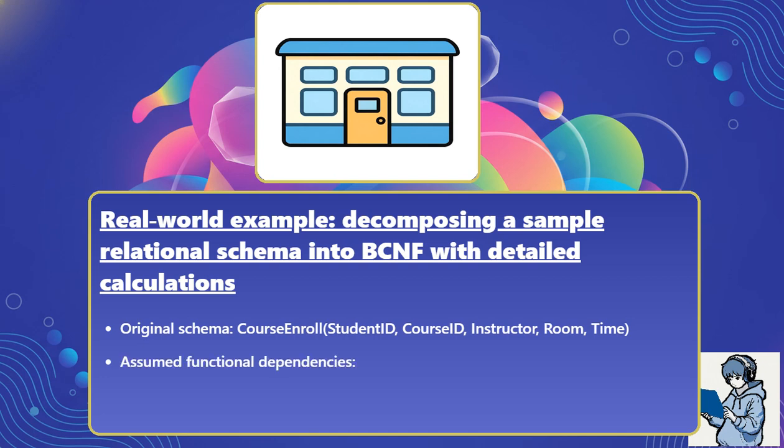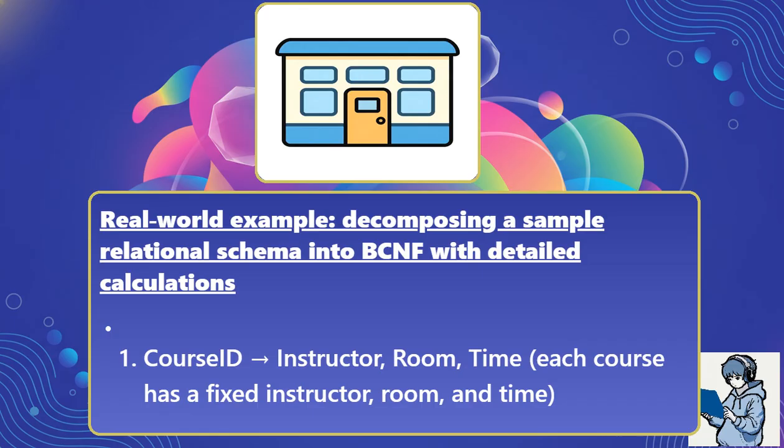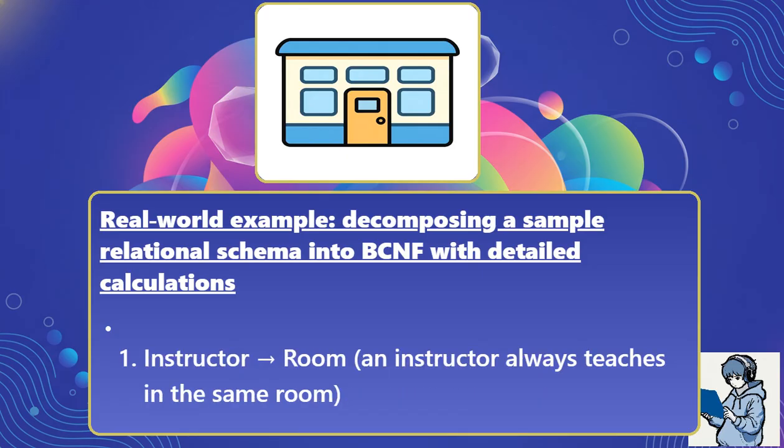Original schema: CourseEnroll(studentID, courseID, instructor, room, time). Assumed functional dependencies. Functional dependency 1: student ID and course ID determine instructor, room, and time. A student enrolls in a course at a specific schedule. Functional dependency 2: course ID determines instructor, room, and time. Each course has a fixed instructor, room, and time. Functional dependency 3: instructor determines room. An instructor always teaches in the same room.